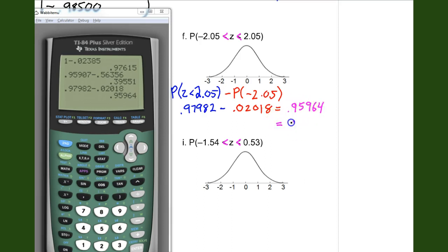It's almost 1. This is 95, well, actually 96% if we round it. That's most of the graph, right? So let's check that. It's going to be between these two numbers, right? Negative 2 is right here, positive 2 is right here, and then everything between. Yeah, that's most of the graph. So it does seem likely it's 96%.